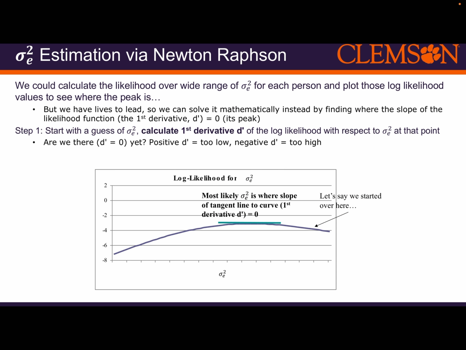We could calculate the likelihood over a wide range of values, like a grid search, but that is very difficult, and we have lives to live. So instead, what we're going to do is start with a guess. Right? So we start with a guess. We calculate the first derivative of the log likelihood with respect to sigma squared at that point. And if that first derivative equals 0, then we're done. But if it's not, if it's positive, we're too low. If it's negative, we're too high. So let's say we started over here, and we want to get to here.